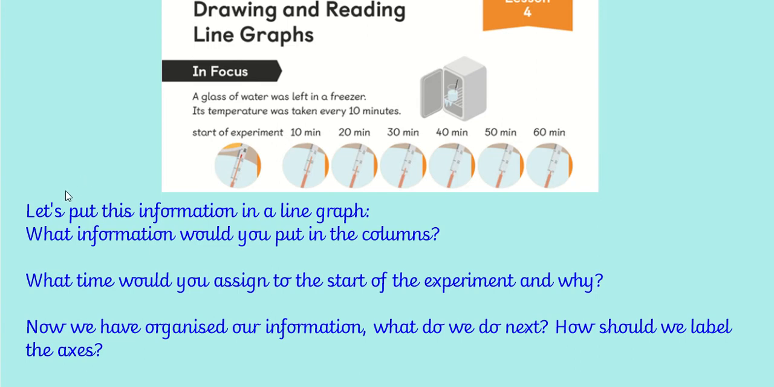So let's put this information in a line graph. What information would you put in the columns? Well, I think along the bottom I would have my time, and along the side, so along the bottom, this axis, I would have time, T for time, and along this axis here I would have the temperature. Both start with T, TE for temperature.